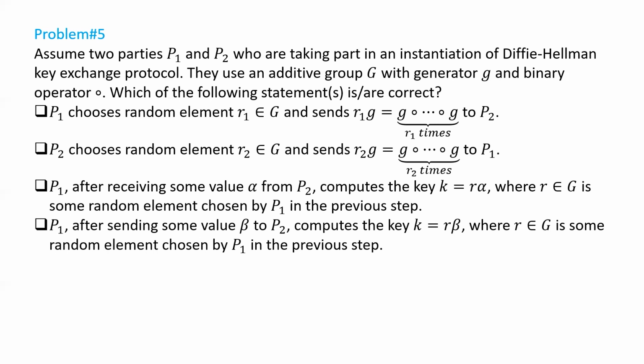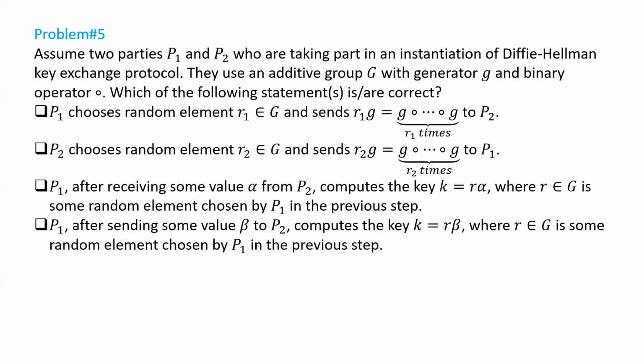According to the protocol itself, P1 chooses some random element R1 from the group G, and it sends R1G to P2. That is the communication from P1 to P2. And similarly, the P2 to P1 communication also includes choosing a random element R2 from the group G, and this choice is made by party 2, and then party 2 sends this R2G value to P1. So R1G and R2G are the communicated things during the protocol. So the first two statements are correct.